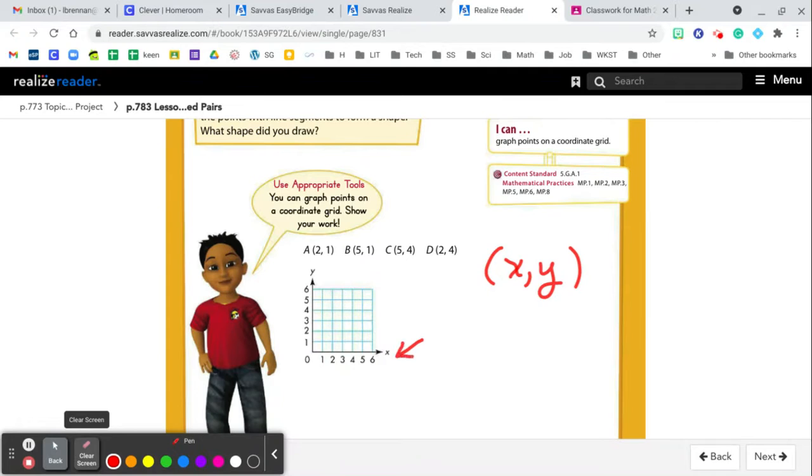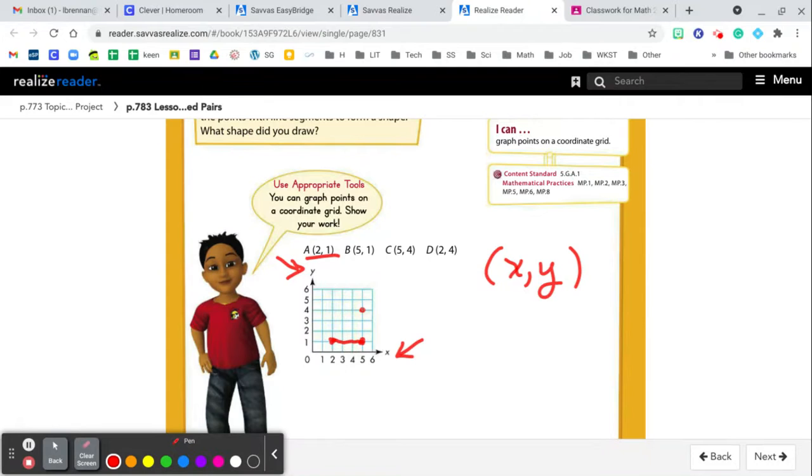Our graph is already labeled x, y. We start at origin. For letter A, we're going over 2 and up 1 for A. For B, we're going over 5 and up 1. We connect those. For C, we're going 5 and up 4.